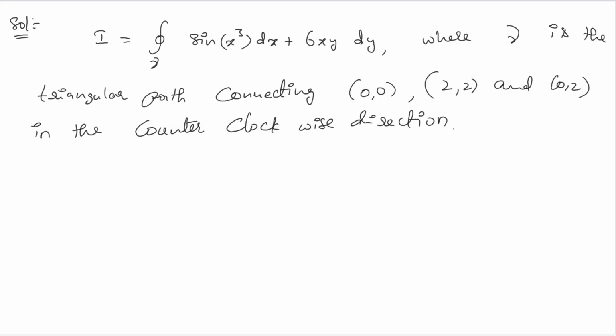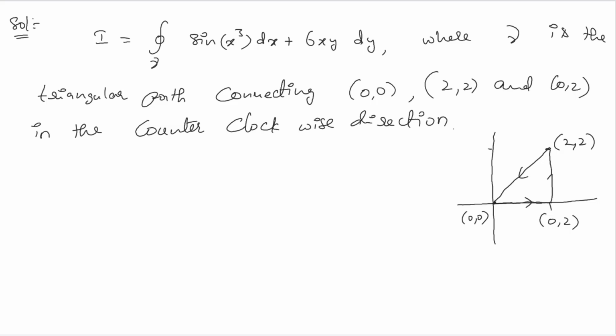Firstly, let's look at the path gamma by connecting these 3 points. Taking this as (0, 2), this (0, 0), and this is (2, 2). The given triangular path is nothing but connecting these 3 points: the origin, the point (0, 2) and the point (2, 2). Since it is given in the counterclockwise direction, the direction is along this path, in this direction.